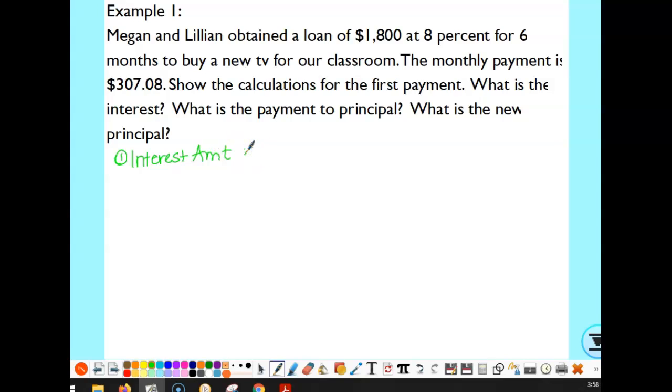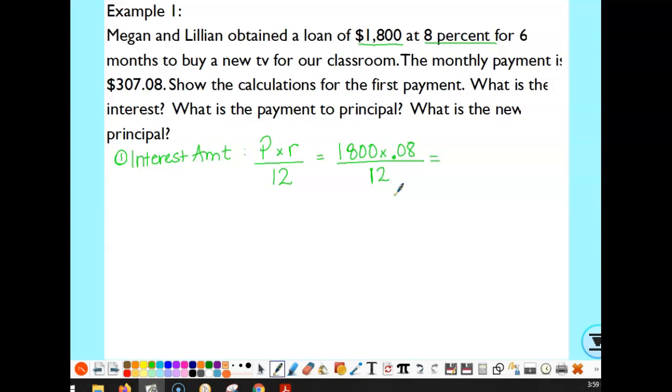All right, so we're going to take the principal times the rate, and we're going to divide that by 12. The principal, because it's the first month, is $1,800. So we have $1,800 times our rate, which is 8%, so 0.08, and we're going to divide that by 12. The reason we're dividing by 12 is because this amount would give us the interest for 12 months, but we're not paying all 12 months right now. We're only paying 1 month's interest.